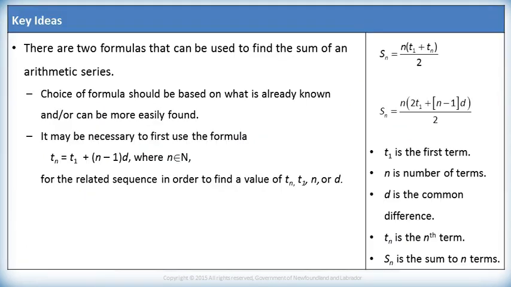In closing, there are two formulas that can be used to find the sum of an arithmetic series. I've listed them for you over here. The choice of formula should be based on what is already known and or can be more easily found. It may be necessary to first use the formula t sub n equals t sub 1 plus n minus 1 times d, where n is a natural number, for the related sequence in order to find the value of t sub n, t sub 1, n, or d, depending on the problem.